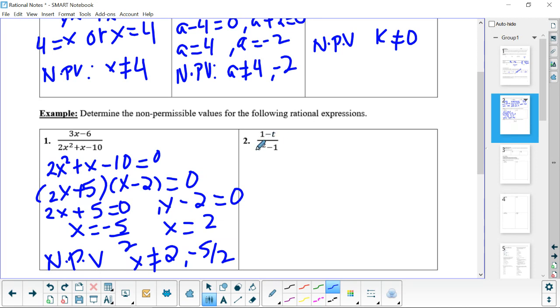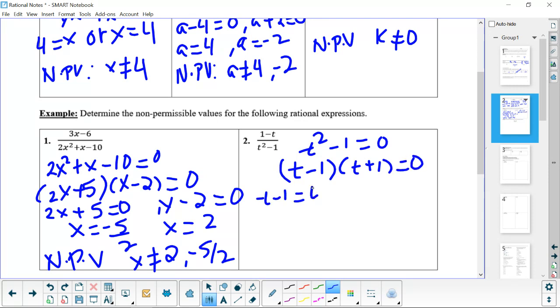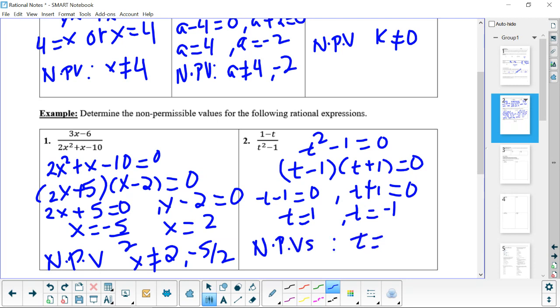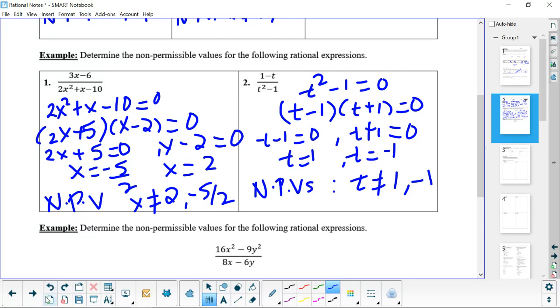We have 1 minus t divided by t squared minus 1. Let's set our denominator equal to 0. This is a difference of squares. T squared minus 1 can be written as t minus 1 and t plus 1 equal to 0. So from here, either t minus 1 equal to 0 or t plus 1 equal to 0. So t is equal to 1 or t equal to negative 1. Okay, so my non-permissible values for this expression are t should not be equal to 1 and it should not be equal to negative 1. Okay, because my denominator will be 0.